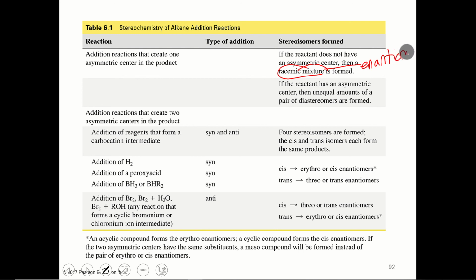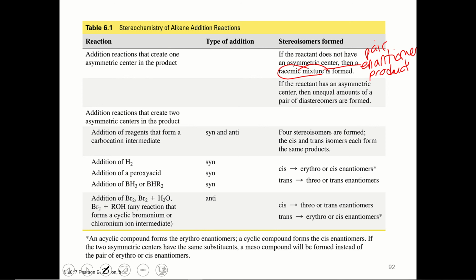Pair of enantiomers for your product. That's what racemic mixture means. Approximately equal amount of enantiomers. If the reactant has an asymmetric center, then the addition of an asymmetric center results in diastereomers as products. Because the asymmetric center of the reactant will never change. That means all products will have one stereocenter the same, which is the definition of a diastereomer.